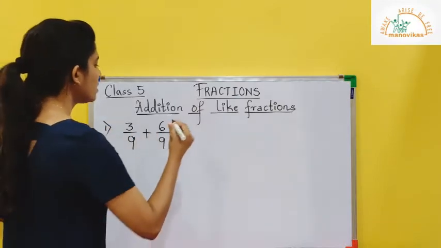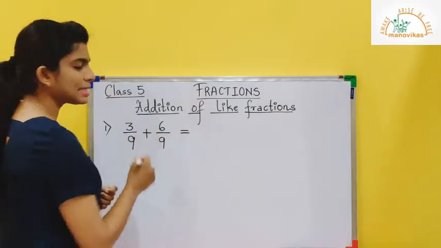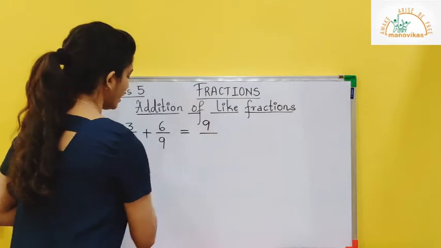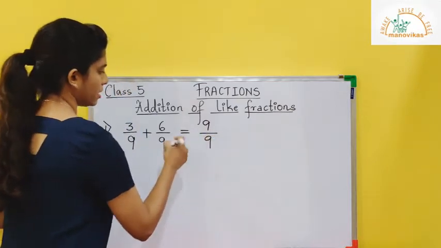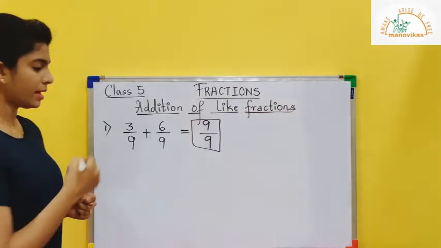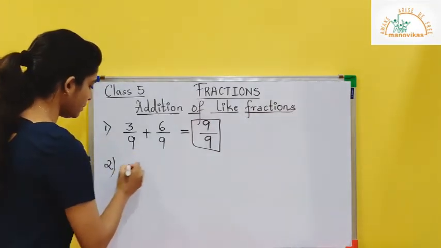So let's begin. Now what is 3 plus 6? 3 plus 6 is 9. And you write denominator 9. So this is my answer, 9 upon 9. Let's take one more example.